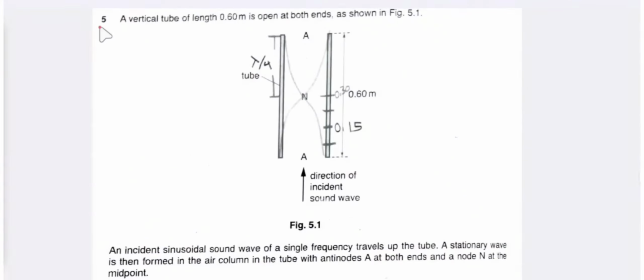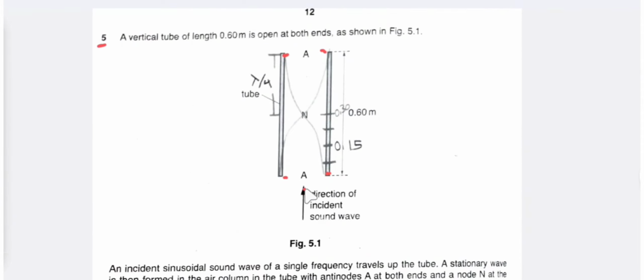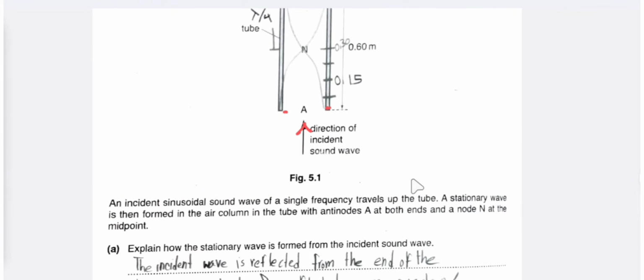Now for question number 5, a vertical tube of length 0.60 meter is open at both the ends as shown in figure 5.1. So this vertical tube is open at both the ends. An incident sinusoidal sound wave of single frequency travels up the tube. So a wave is traveling up the tube.